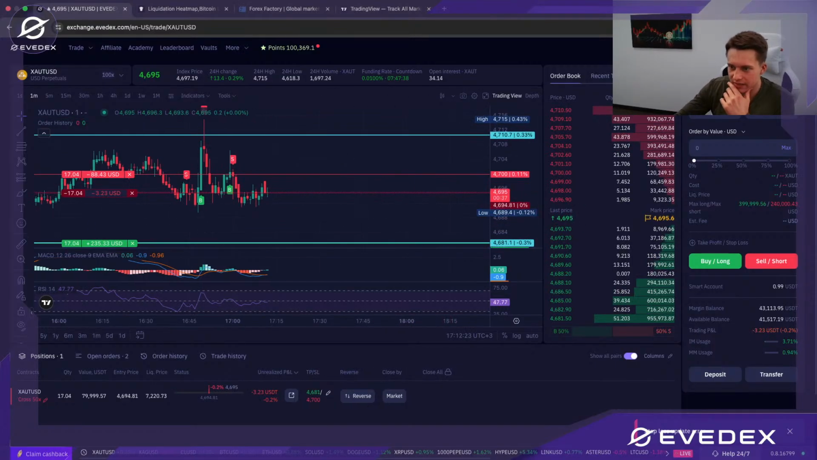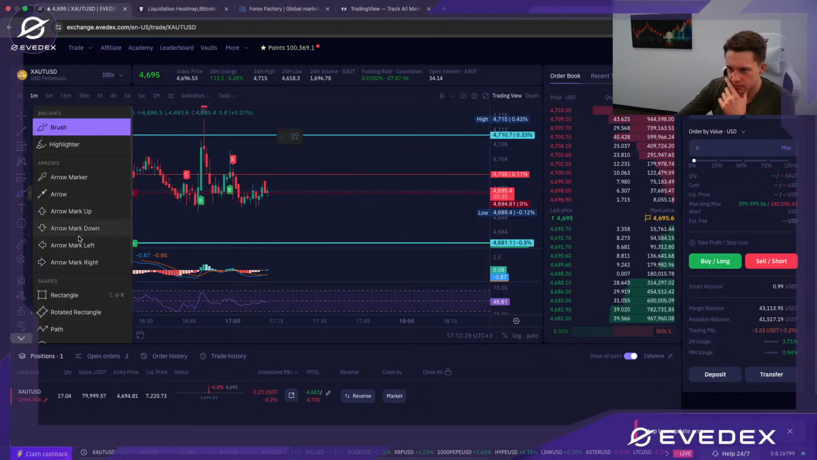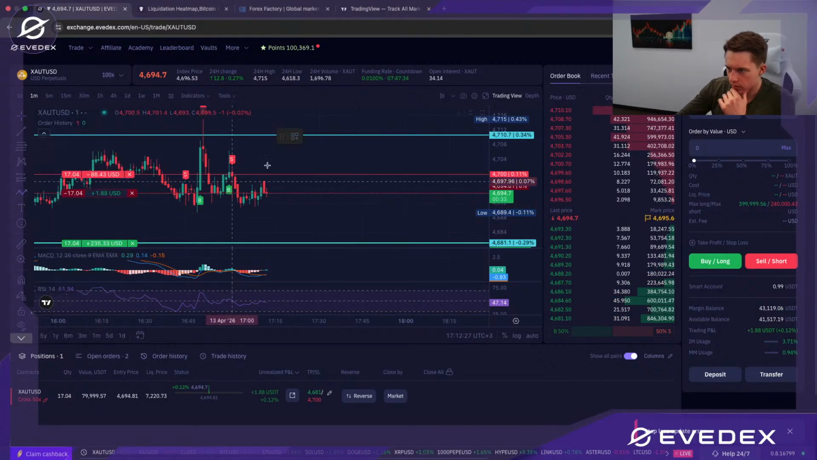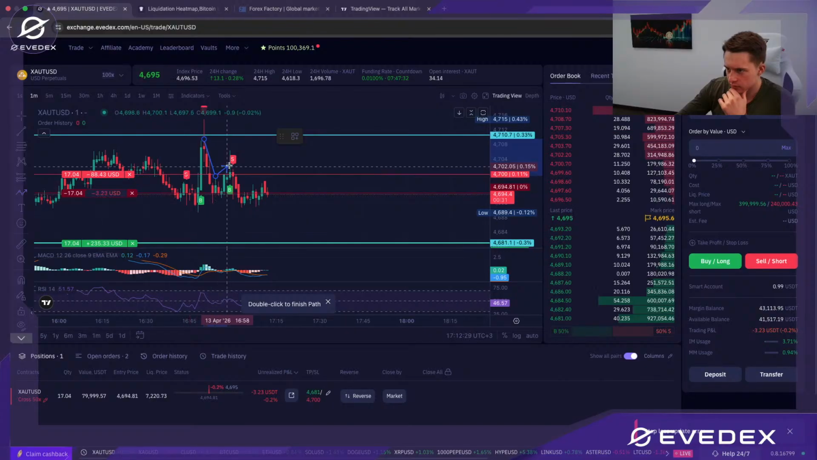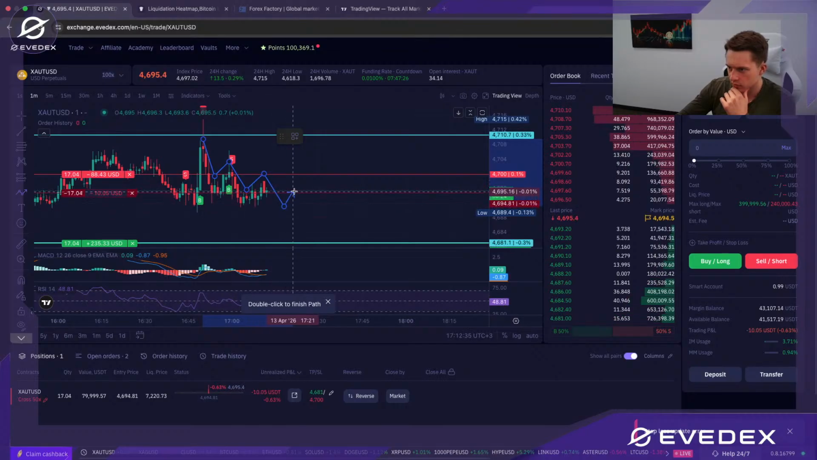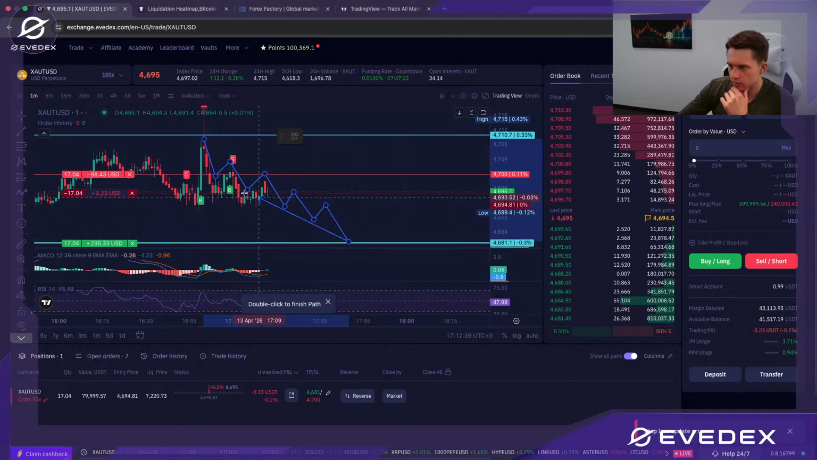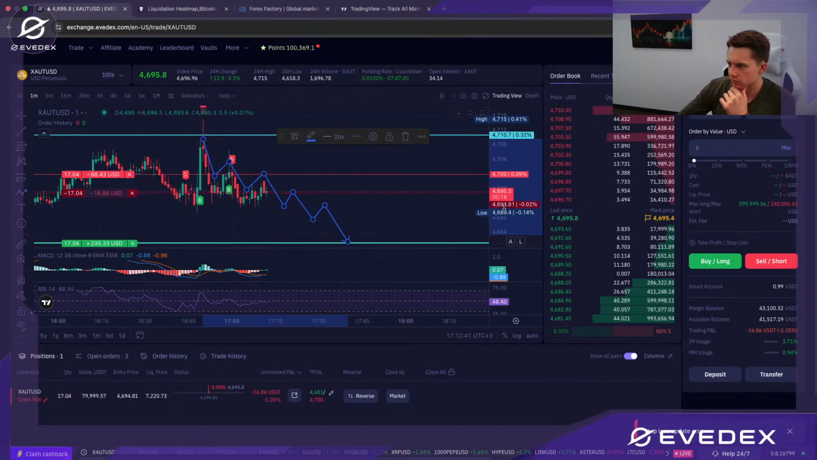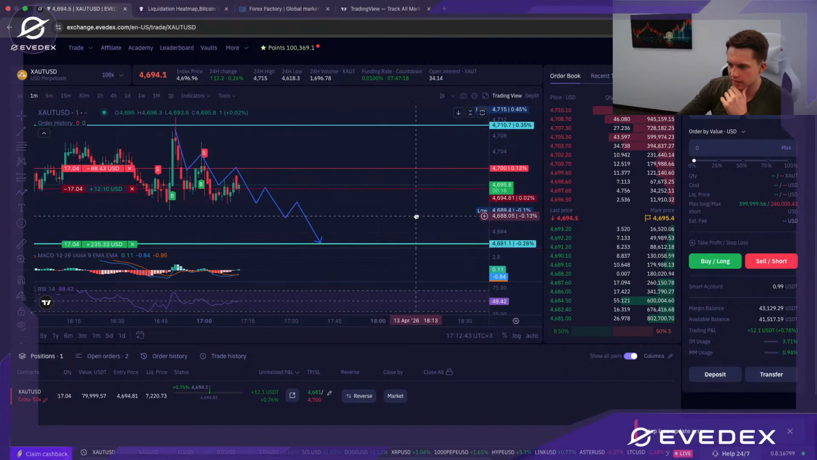So what I'm currently expecting is a movement likely to look like this, and then most likely we'll have some more there, and then potentially hitting that take profit cleanly.